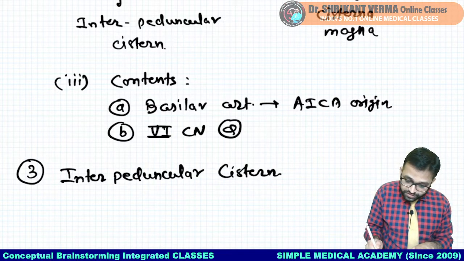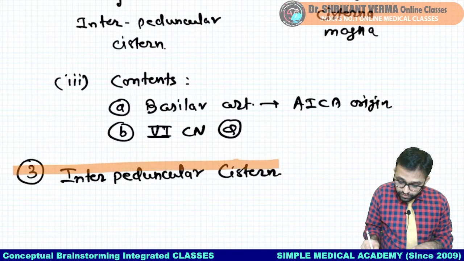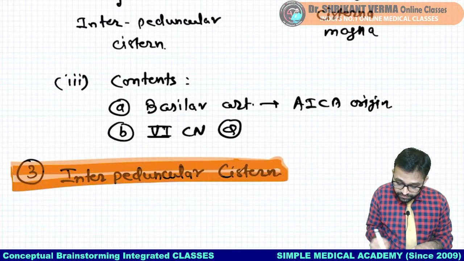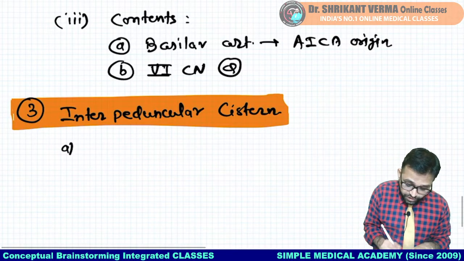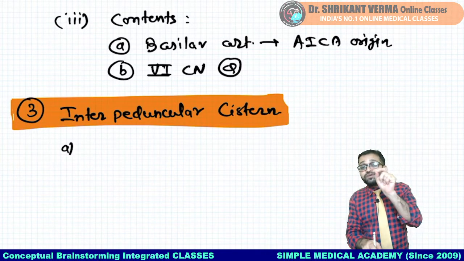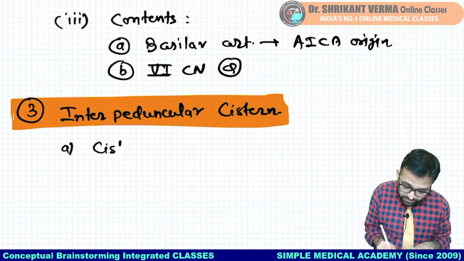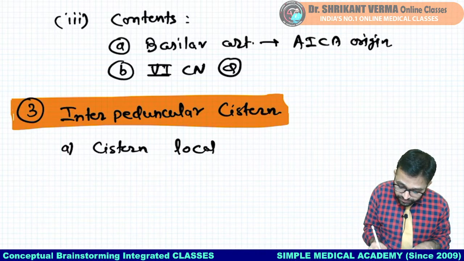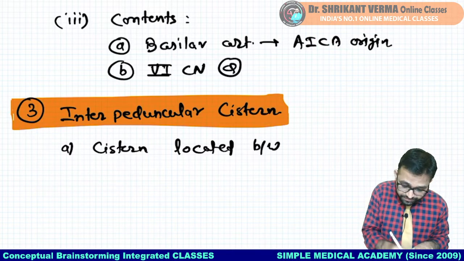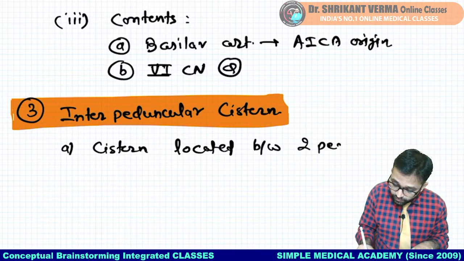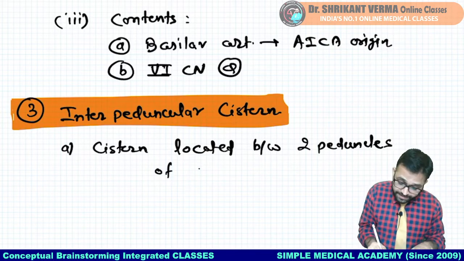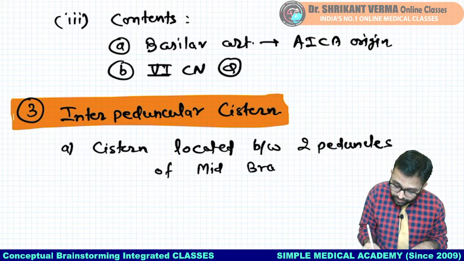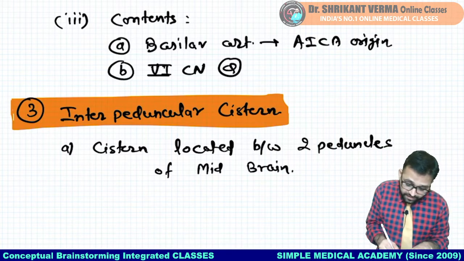interpeduncular cistern. Fine. So we are going to talk about our interpeduncular cistern. Okay. So this cistern, first point, it is a cistern located between two peduncles of the midbrain.